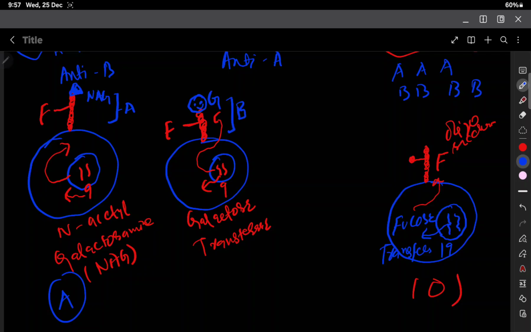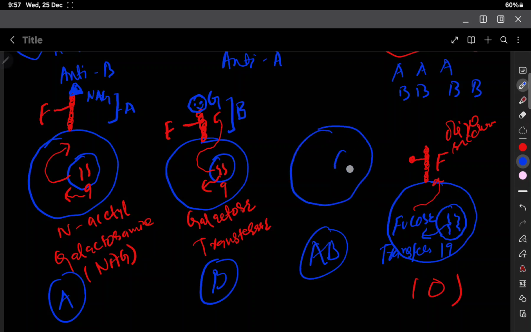So galactose plus fucose forms antigen B. Antigen A is formed by NAG plus fucose. Antigen B is formed by galactose plus fucose. So this was blood group B. Now we have blood group AB. This blood group AB will contain both. So chromosome number 9 will encode for both A as well as B. This is a fucose, and on one there will be NAG, and on the second there will be galactose. So it contains both antigens, antigen A as well as antigen B.